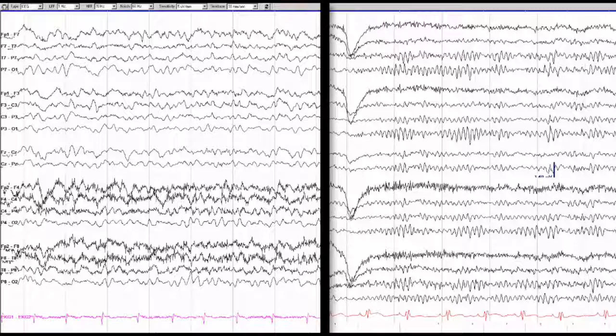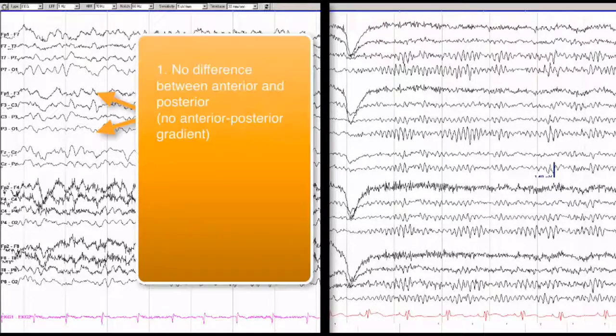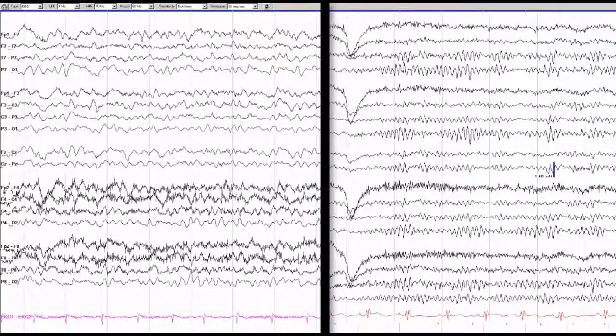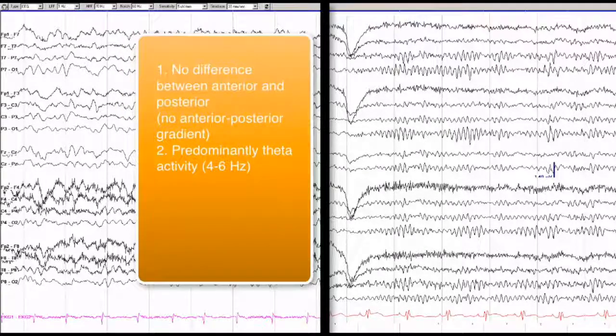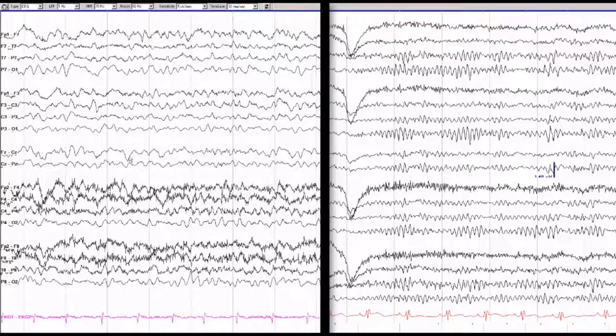we see diffuse theta and some delta activity, which is approximately the same on the front of the head as opposed to the back. In addition, the dominant background frequency is theta, perhaps best seen in these regions and these regions, in the range of approximately 4 to 6 hertz. Compare this to the normal EEG, where the predominant frequency is in the 10 to 12 hertz range, seen best in the posterior aspect of the head.